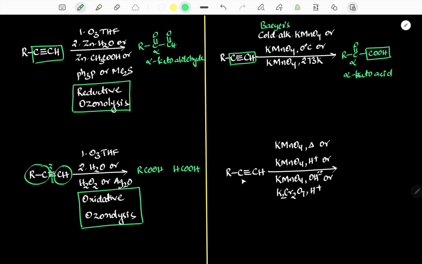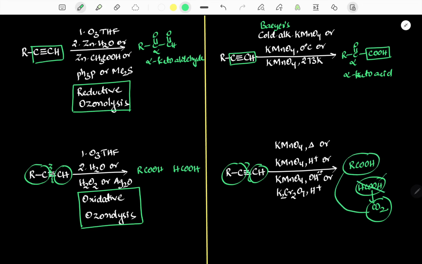When the terminal alkyne is treated with KMnO4 heat, KMnO4 H plus, KMnO4 OH minus, or K2Cr2O7 H plus, we have to break the triple bond and the left molecule will be converted to a carboxylic acid, and the right side carbon initially forms formic acid, but it again converts into CO2. So the final products are these two. Formic acid is not the final product. The final products are carboxylic acid and CO2.